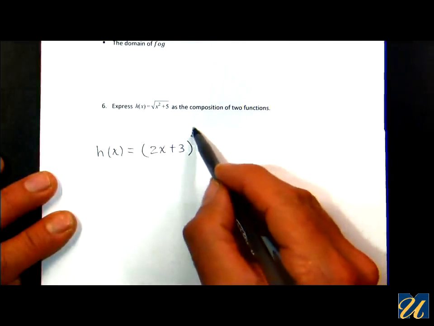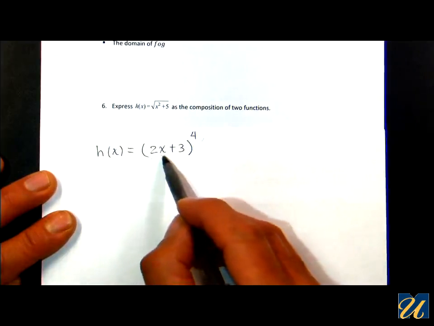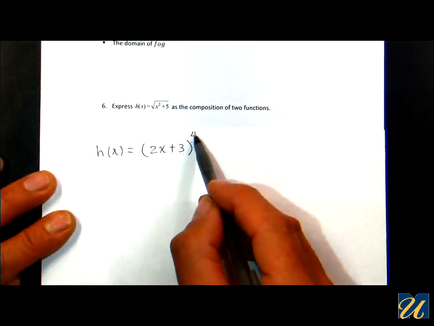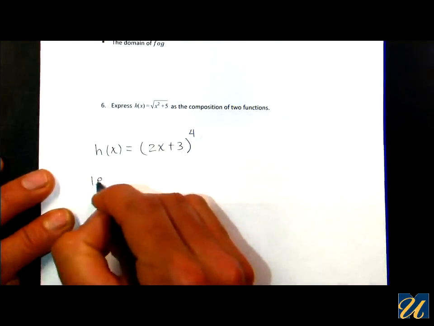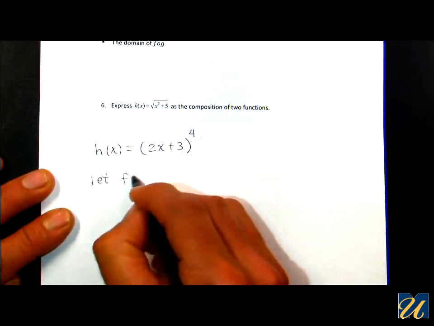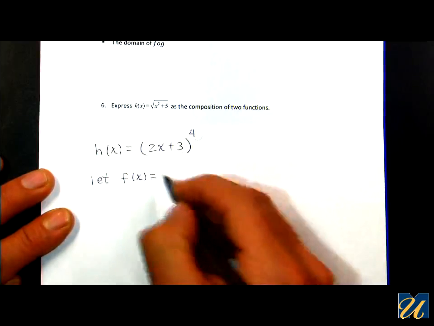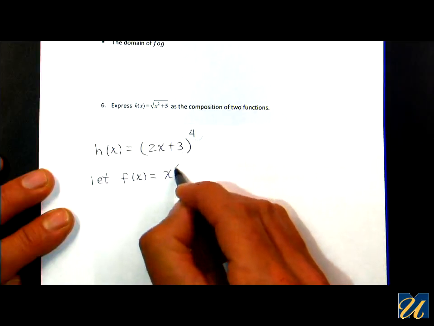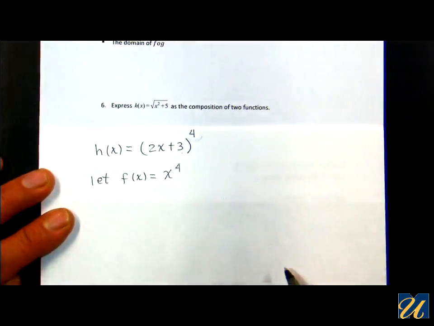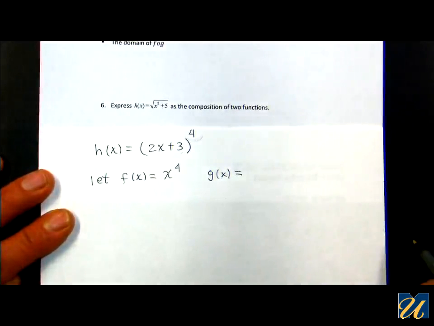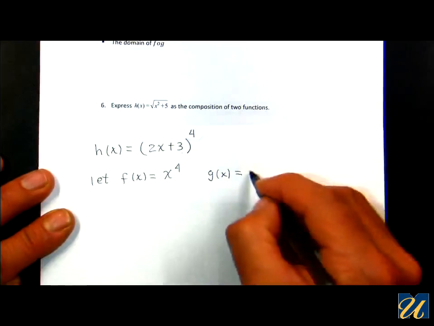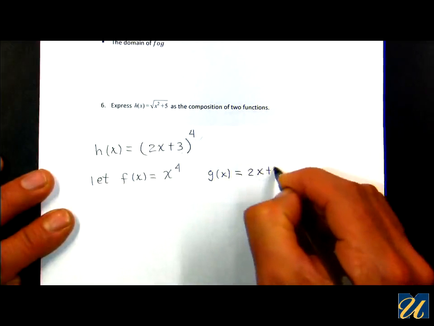There's the function that does the 4th powering, and then there's the function being raised to the 4th power. Those are your two individual functions. So we'll let, let's say, f of x be the one doing the powering, x to the 4th, where the g of x function is the function being raised to that power. That's the 2x plus 3.